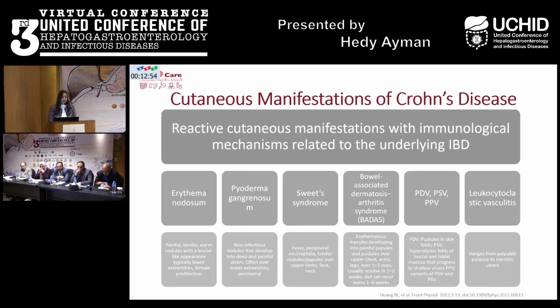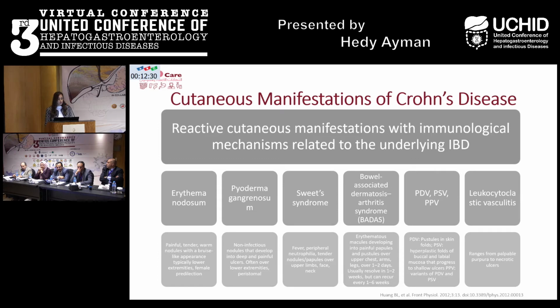The second group is the group of reactive cutaneous manifestations with immunological mechanisms that are related to the underlying IBD. These include erythema nodosum, which presents typically as painful tender warm nodules on the lower extremities, and pyoderma gangrenosum, which presents typically as non-infectious nodules developing into deep and painful ulcers, usually around peristomal regions or lower extremities.